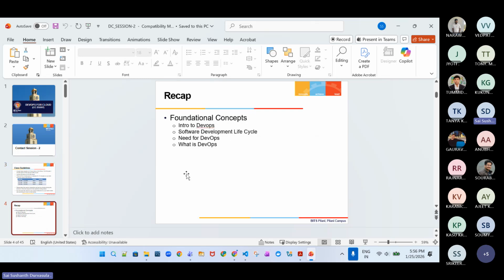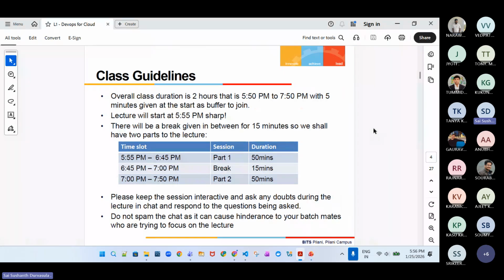For every session I try to recap the key concepts that we discussed in the previous lecture. I'll do that for the first 5 to 10 minutes, and if you have any questions in that, you can ask then. I'll basically be skimming through the slides of the previous lecture.